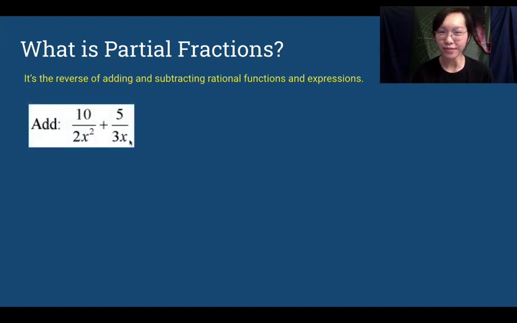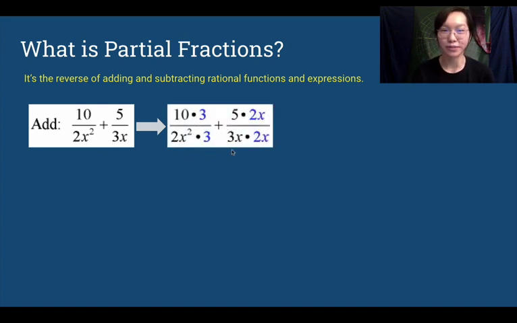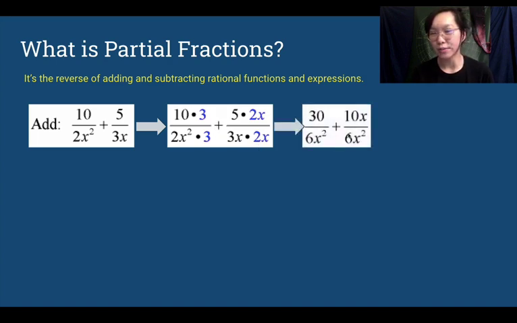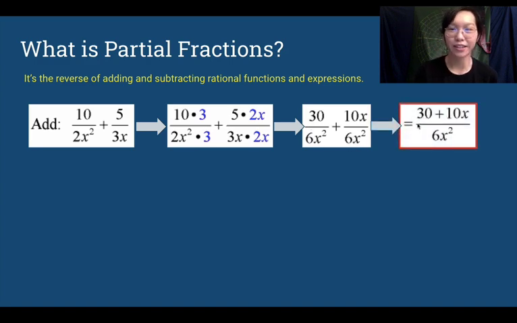Maybe you've seen this before, but say you have two rational functions or expressions and you want to add them together. Hopefully you've learned that in order to add fractions, you need to make sure they have the same denominator, right? So you make sure the denominators are the same. Then you combine the two fractions to get 30 plus 10x over 6x squared. Maybe you've seen this before in some way, with or without letters.